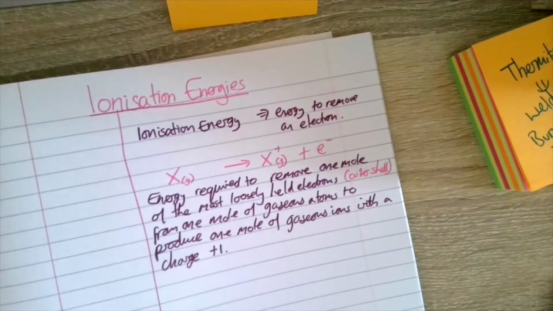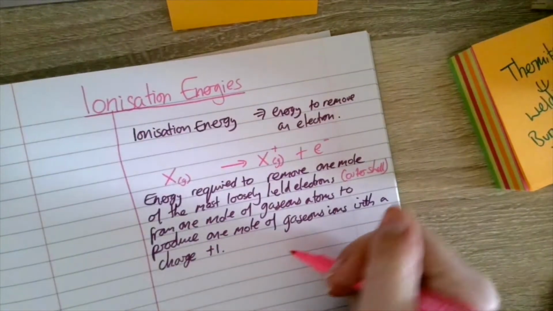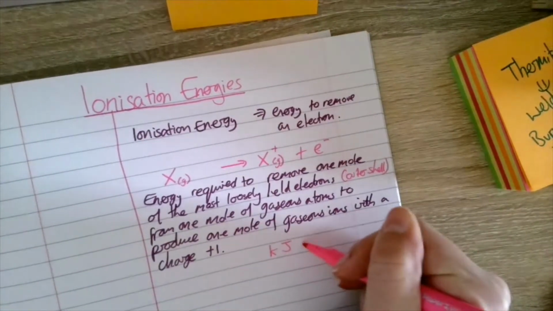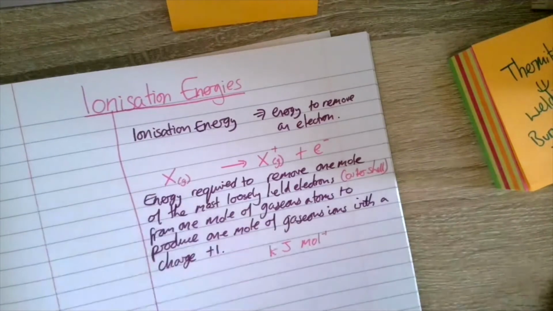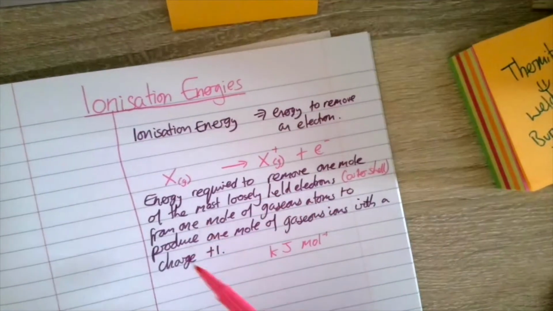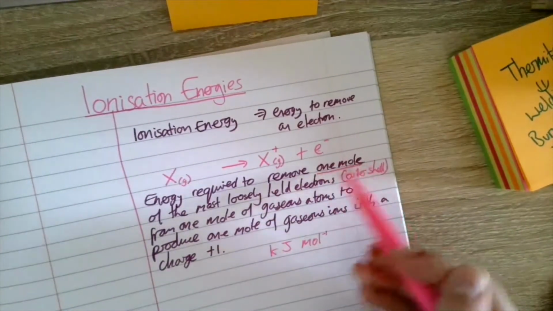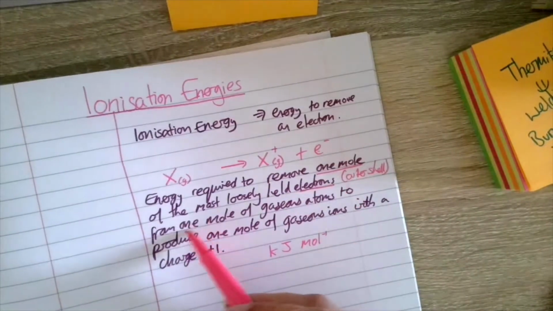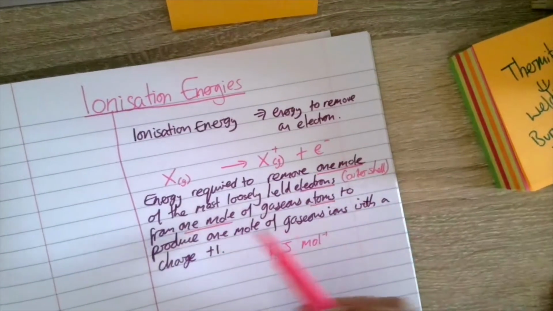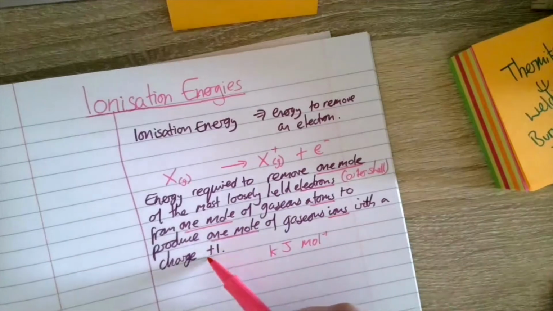And so our units for ionisation energies are often given in kilojoules per mole. So it's really important that when we're defining it, we're talking about 1 mole of electrons from 1 mole of atoms to produce 1 mole of ions with a +1 charge.